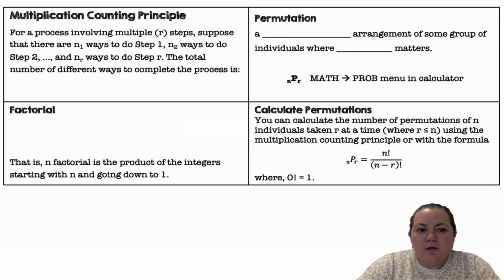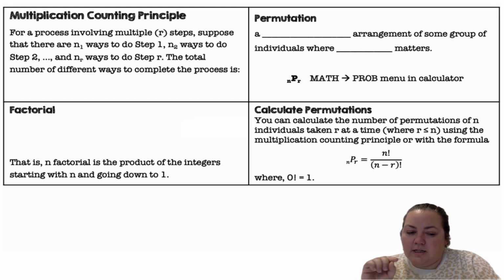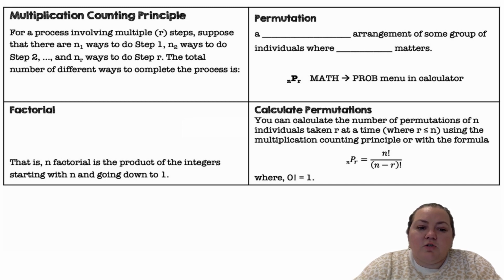In this video, we're going to learn about the multiplication counting principle and permutations. The multiplication counting principle says that for a process involving multiple steps, suppose that there are n1 ways to do step 1, n2 ways to do step 2, and nr ways to do step r. The total number of different ways to complete this process would be n1 times n2 all the way up through nr.